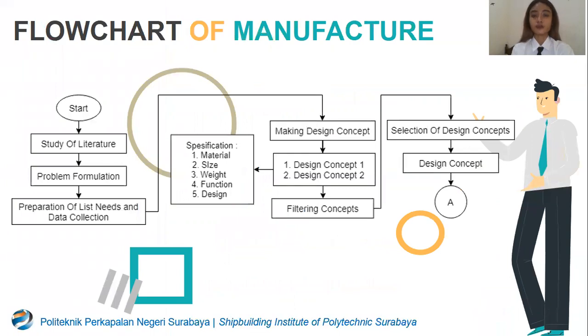This is the flowchart of manufacture. First, I did a study of literature, problem formulation, preparation of a list of needs, and data collection, and then made a design concept with two concepts with specifications like that: material, size, weight, function, and design, and filtering concepts, and selection of the design concept.